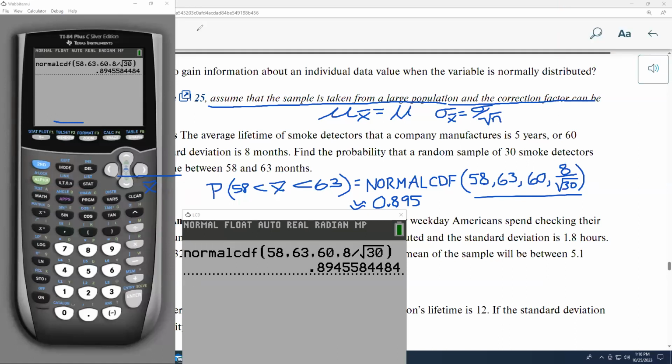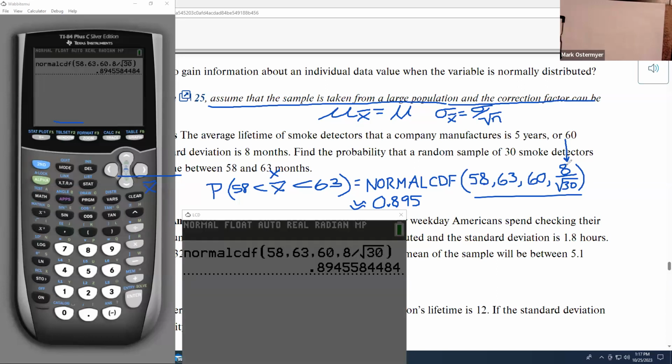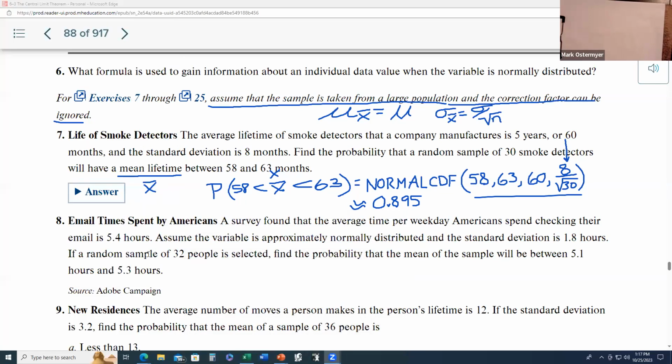Yep. So the key is they're talking about the probability of the sample mean, not of just X. If it was just X, our standard deviation would just be the standard deviation of the population. But this is the probability of a sample mean lying between two values. Because of that, we have to use the standard error of the sampling distribution as the standard deviation. So try not to forget that. It's easy to forget that. All right. So that one is done.